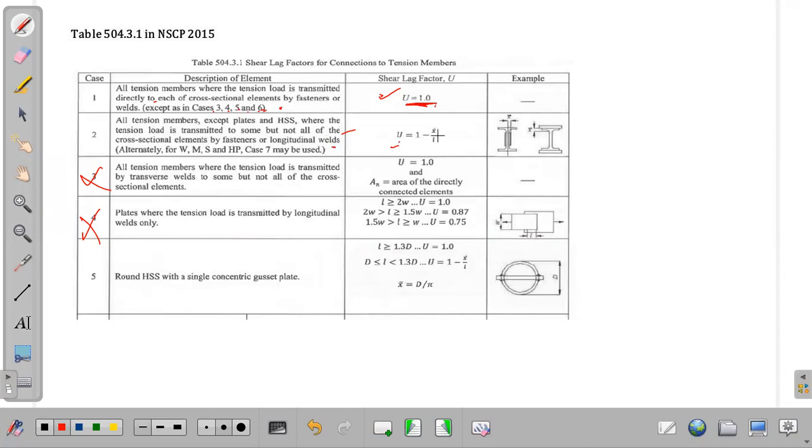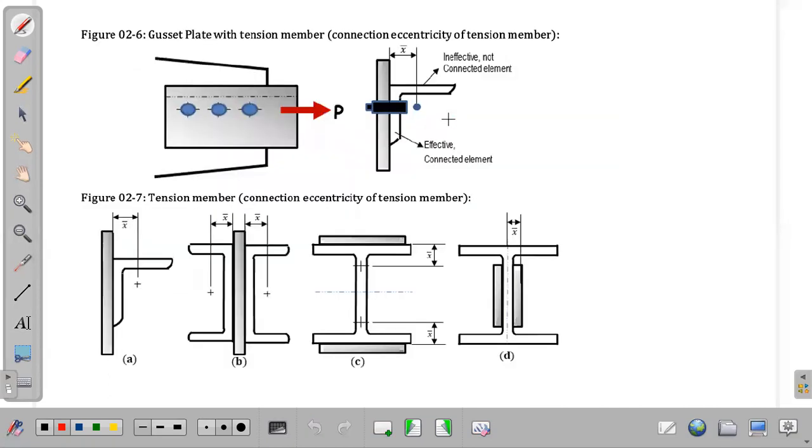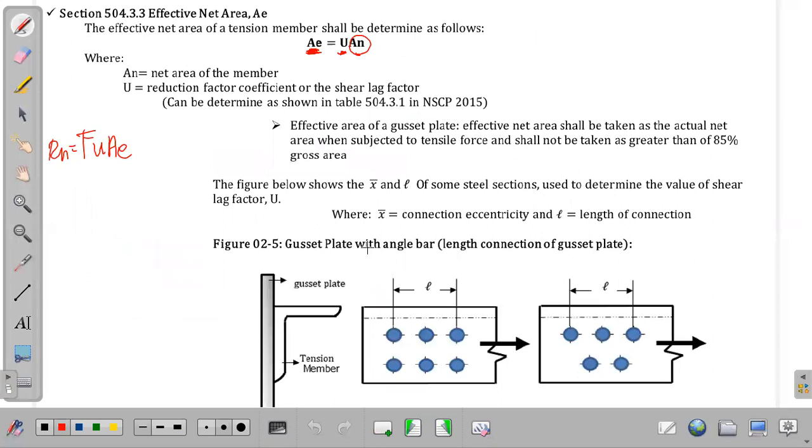So, U is equal to 1 minus X bar over L. Okay, so ano yung X bar, ano yung L? Balik tayo dito. Ayan. So, pagka ang X bar, yan yung connection eccentricity, tapos yung L, yan yung length ng connection. Okay, so we have here an example. Pagka gusset plate with angle bar, ito hindi directly na hindi 100% na nagtra-transmit yung load. Kasi pagka ito yung gusset plate mo, sa isang side lang, meron tayong connection. Dito, wala. So, hindi 100%. So, U natin is not 1. So, it should be less than 1.